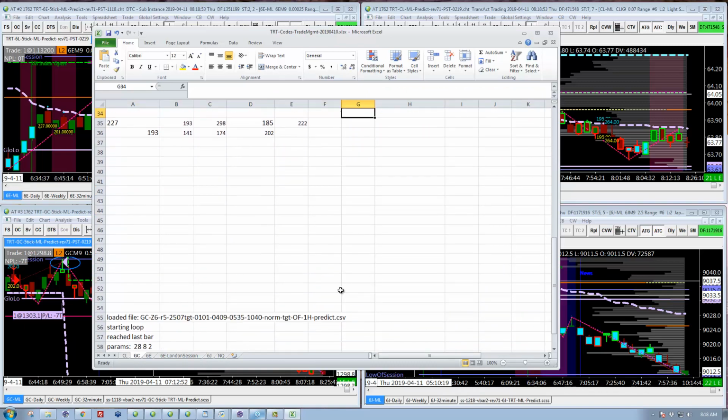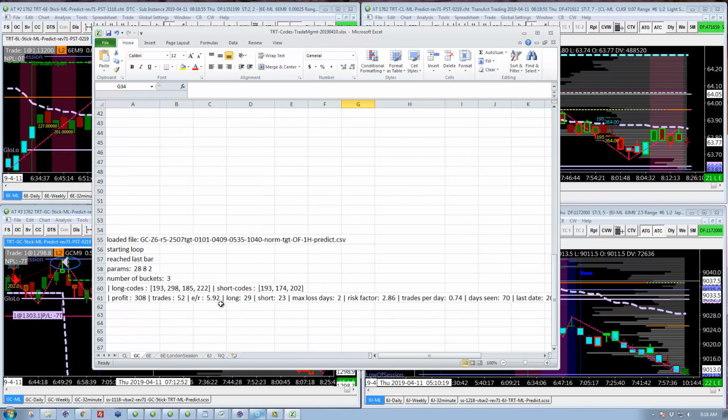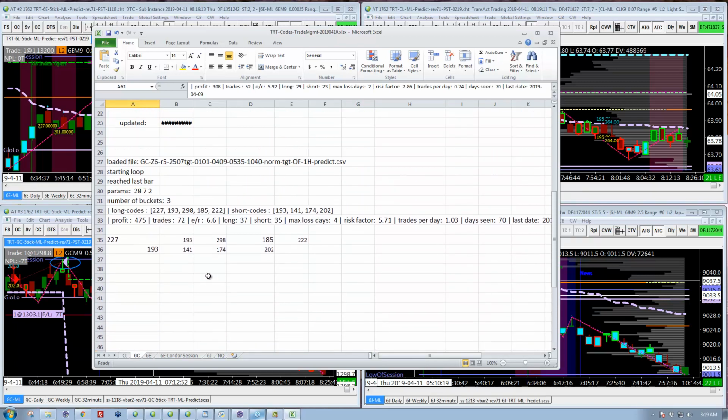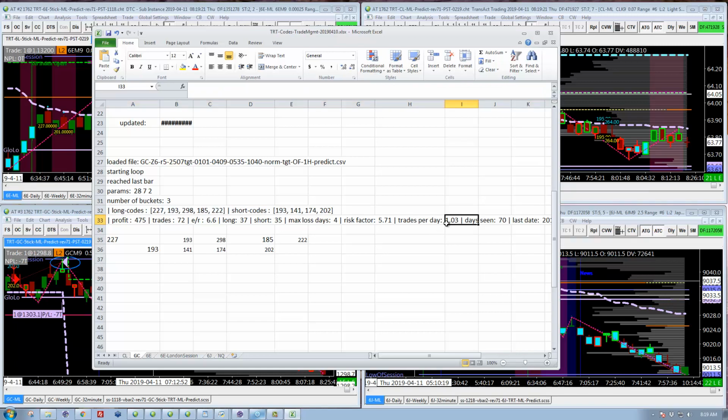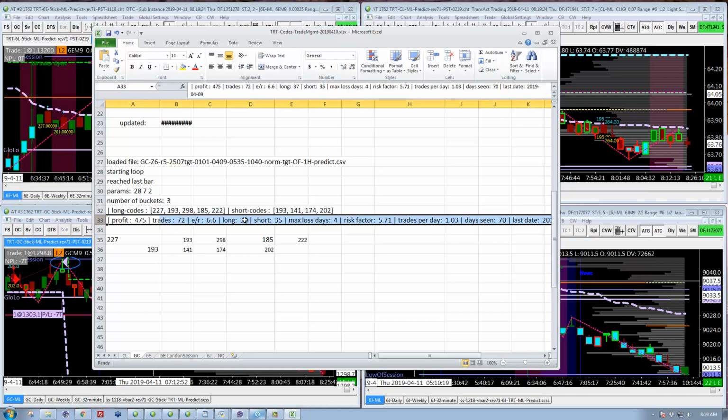So the next level down, I actually copied into the spreadsheet here. Trades per day at 0.74 is more in line with what I'm after. But you can see the difference. The profit's at 308 and the ER is 5.92. Here, the profit jumps up dramatically if you go ahead and take a little bit more risk, more trades per day. We'll see. I'm really concerned about that choice because gold is the market that I was struggling the most with in the last experiment in March.